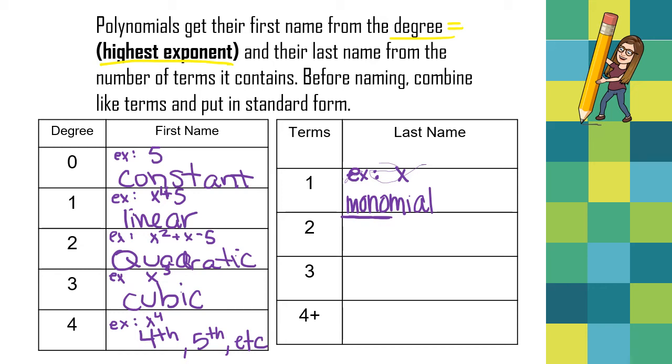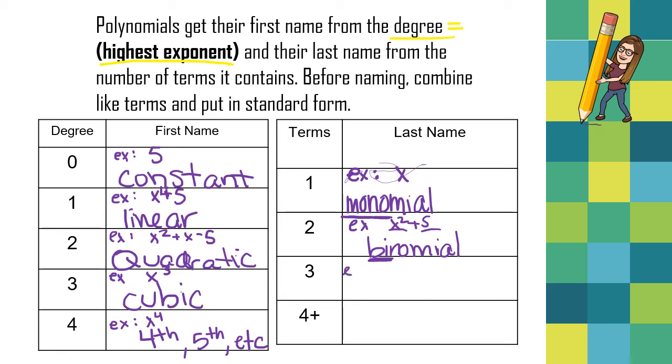So monomial. If I have two terms, that would be like x squared plus 5. There's two pieces of information separated by a plus or minus sign. Think of the prefix for two. What prefix means two? Binomial. So binomial, bi, meaning two, like bicycle.